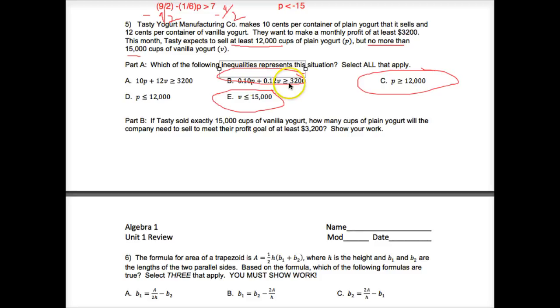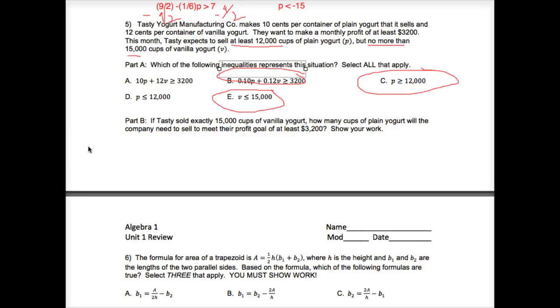This last one is an inequality that represents it because we take 10 cents that they make per cup, multiply it times the number of cups of plain, and that's going to be the money they make off of plain. This part right over here is the money that they make off of vanilla because they make 12 cents per cup. We would multiply that times how many cups they sell. So plain money plus vanilla money is going to be greater than or equal to 3,200 because that's the profit that they want to make at least. The other ones, they didn't count for the decimal points here, and here it was at least, which means bigger.